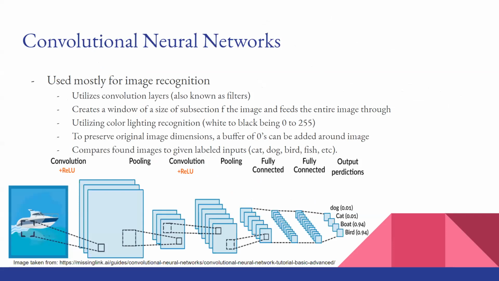So our convolution neural network, weird, I think we're missing a slide there. Our slide's coming later. Our convolution neural network is used mostly for image recognition.